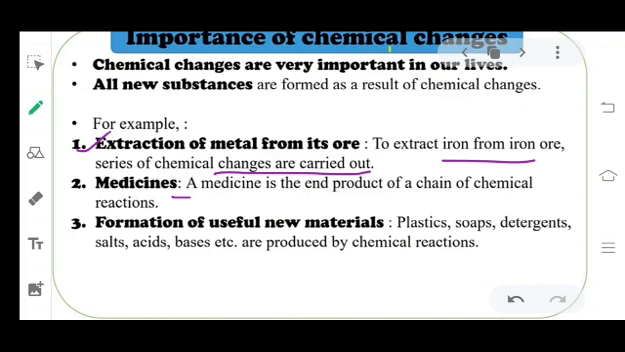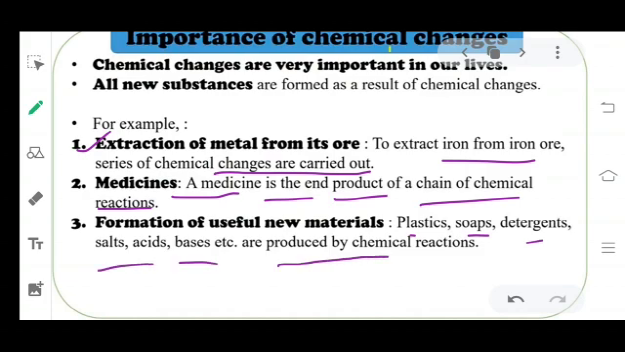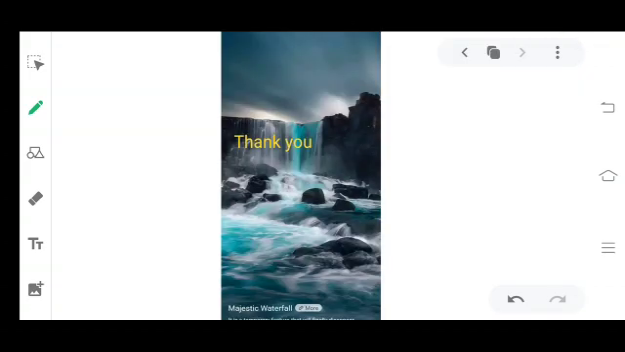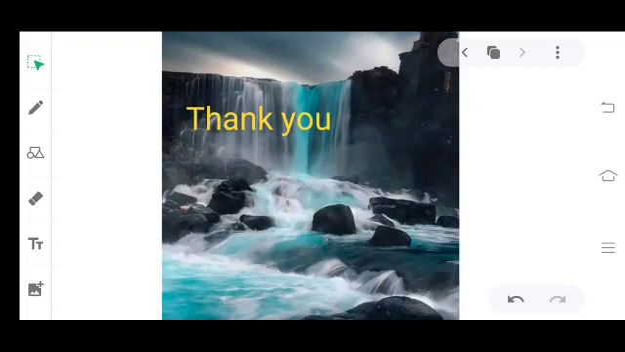Formation of medicines in the medical industry, pharmacy industries, it's very important for certain chemicals to be mixed and a new product must be produced. And formation of useful new materials, like day-to-day life we use plastics, soaps, detergents, salts, acids, bases. All these are the result of some chemical reactions. So chemical reactions are very important in our day-to-day life. So that's the recall of the important topics of physical and chemical changes lesson.